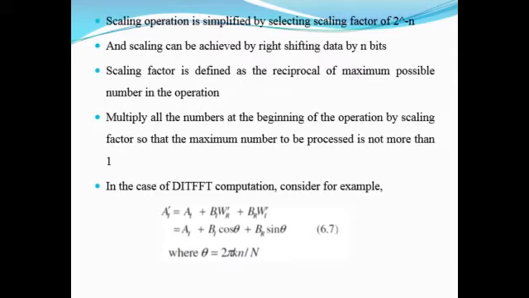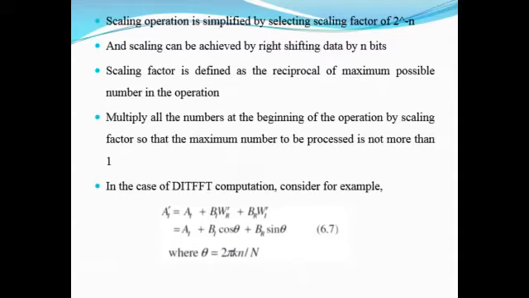Then the scaling operation is simplified by selecting a scaling factor of 2 power minus 1. I told you regarding this 1 by 2. 1 by 2 is nothing but 2 power minus 1, which is 1 by 2. So that is the scaling factor example I took. And scaling can be achieved by right shifting the data by n bits. So by right shifting, I can say that the scaling operation is done. And the scaling factor is defined as the reciprocal of the maximum possible number in the operation. So this we have to note.